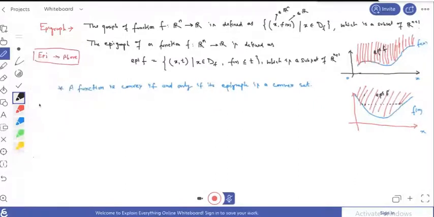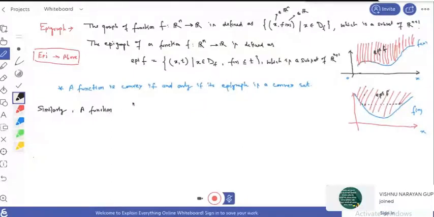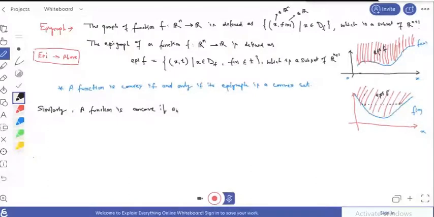So here, similarly, a function is concave if and only if its hypograph is a convex set. Okay. What is the hypograph? What is the definition of the hypograph?